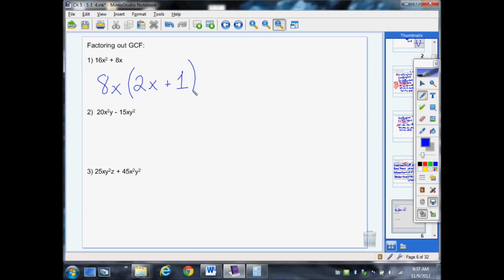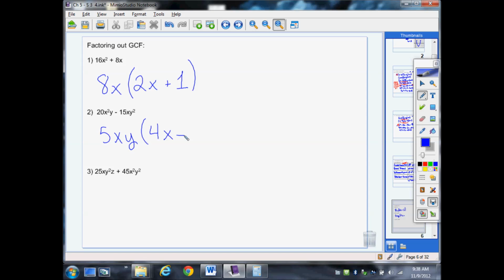Let's try another one. What will both 20 and 15 divide by? 5, thank you. Okay. I have 2 x's in the first term, 1 x in the second term. So I can take out a maximum of 1. I have 1 y and 2 y's, so I can take out 1 y. When I divide 20 by 5, I get 4. I had 2 x's, I took 1 away, so I have 1 left. I had 1 y, I took it away, it's gone.